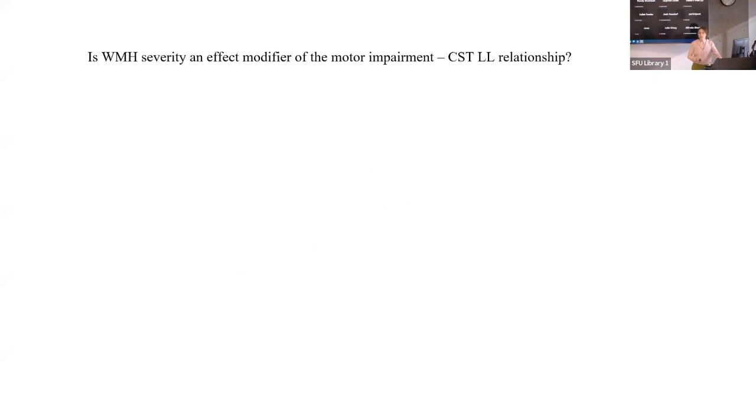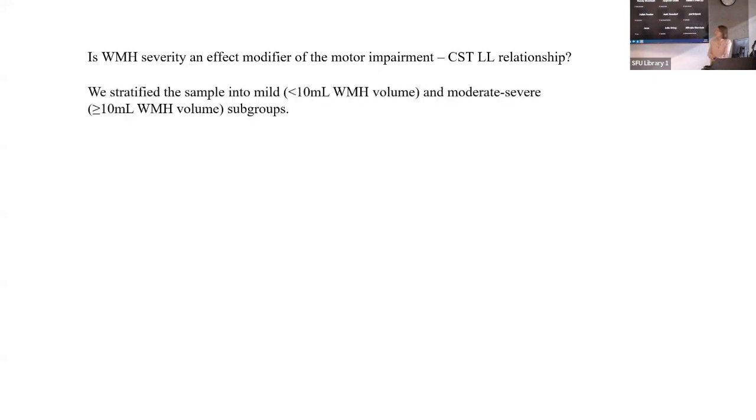So then we asked, rather than being an interactive factor, is it possible that white matter hyperintensity severity is an effect modifier of this relationship? With effect modification, we're thinking about the concept of different subgroups and whether relationships might vary in different subgroups of the sample. And so we stratified the sample into mild and moderate or severe white matter hyperintensity volumes, and this threshold was determined based on lots of other clinical literature that suggests that this might be one potential functional threshold for white matter hyperintensity induced cognitive impairment.